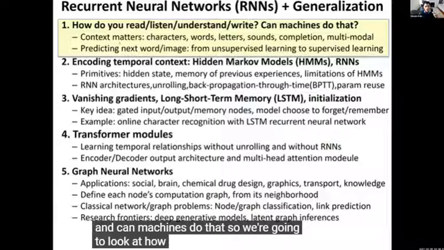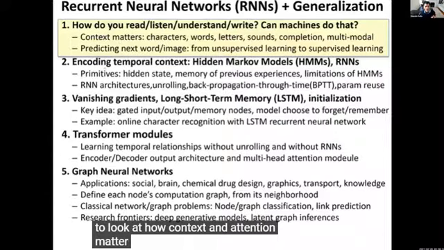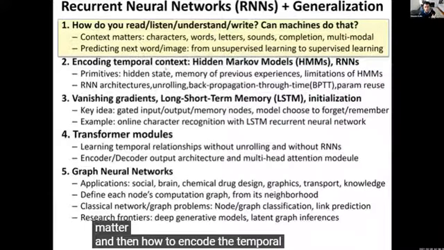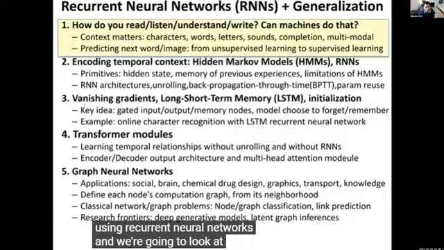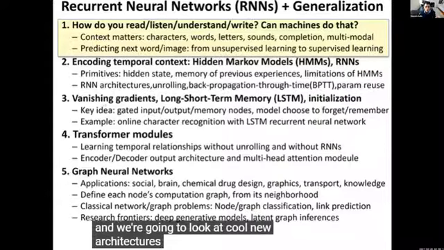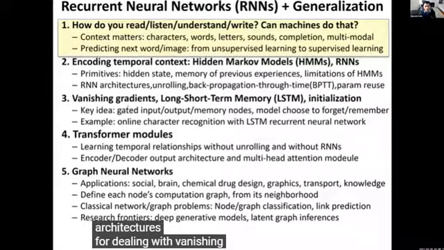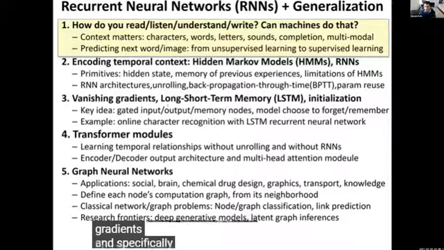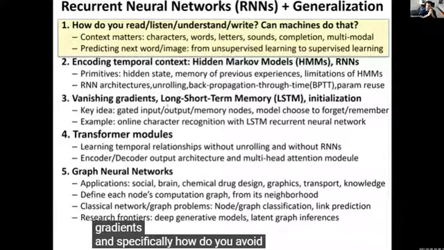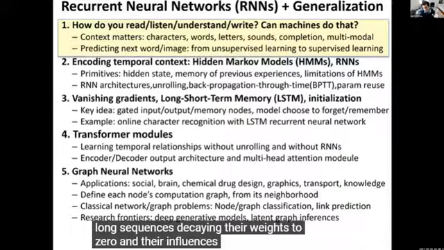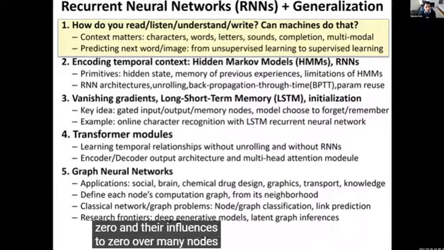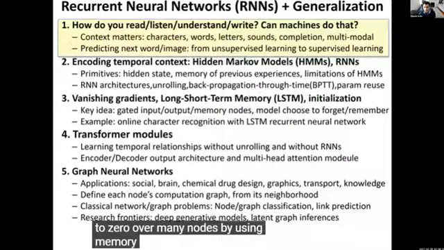So we're going to look at how context and attention matter, and then how to encode the temporal context using hidden Markov models, and then using recurrent neural networks. Then we're going to look at cool new architectures for dealing with vanishing gradients, and specifically, how do you avoid long sequences decaying their weights to zero and their influences to zero over many nodes by using memory modules.